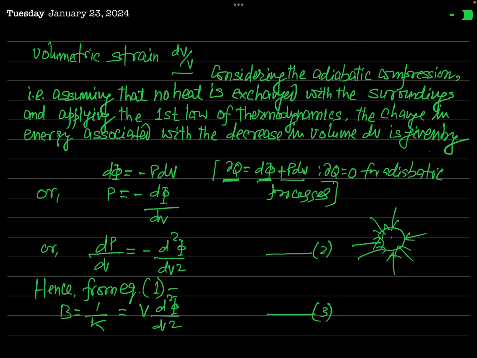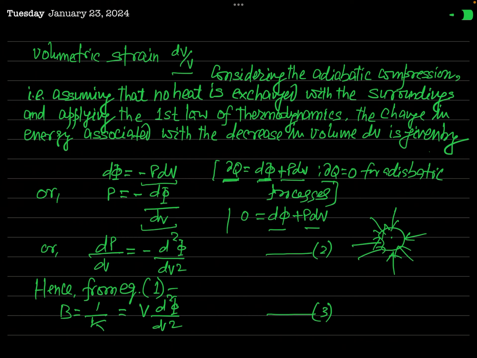Okay, and therefore when del Q is 0, then according to the first law of thermodynamics, we have 0 equal to d phi plus P dV. And if d phi plus P dV is 0, then what will be d phi? d phi is equal to minus P dV. Okay, and so P is equal to minus d phi by dV.